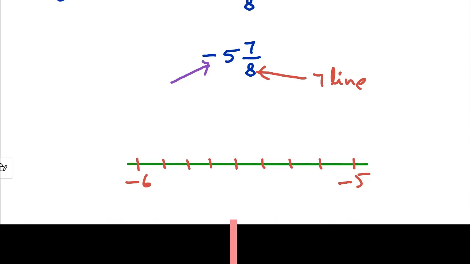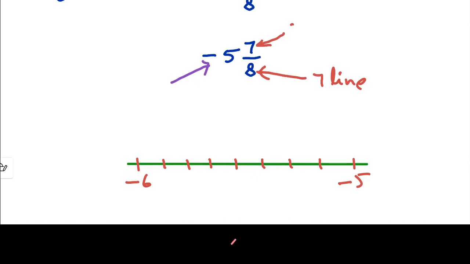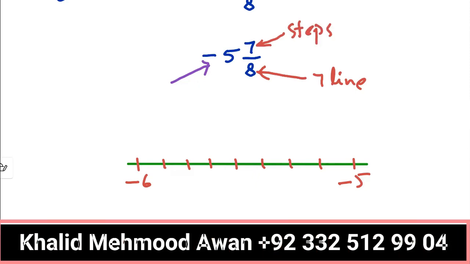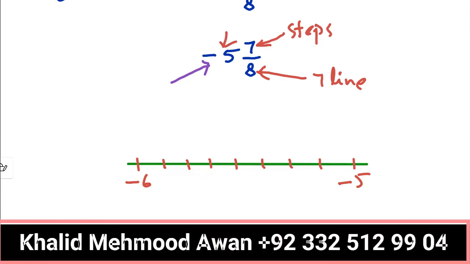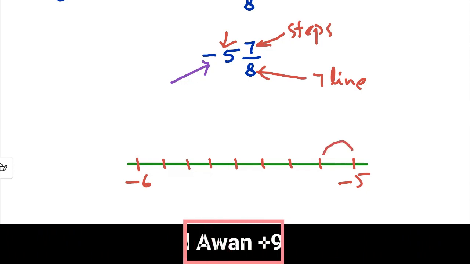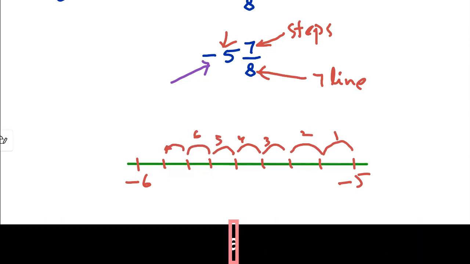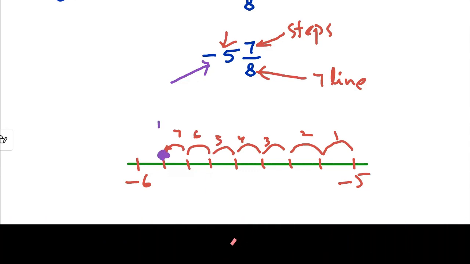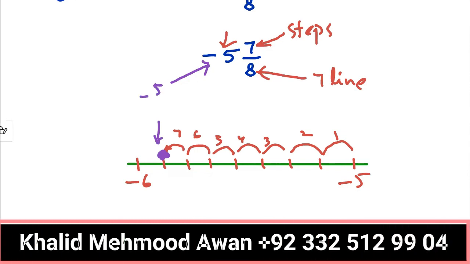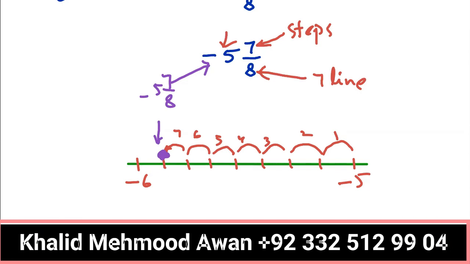And the numerator is describing that we have to move 7 steps from negative 5, which is the starting point. So from negative 5, we are moving 7 steps: 1, 2, 3, 4, 5, 6, and then 7. That is our exact location, which is describing negative 5 whole 7 by 8.